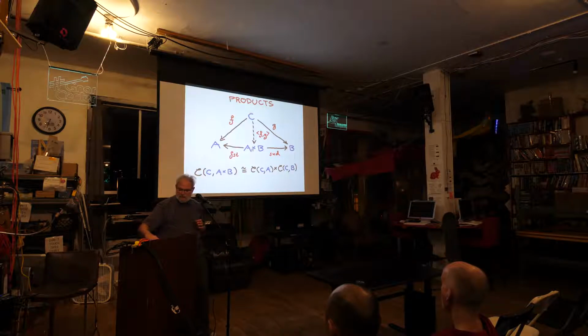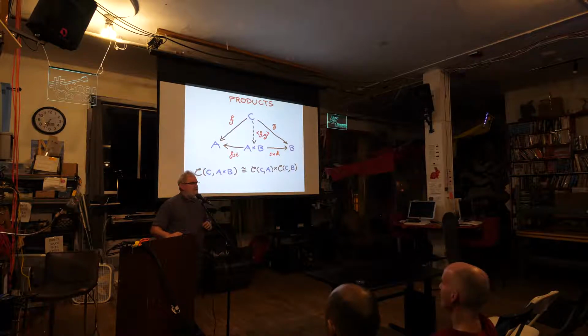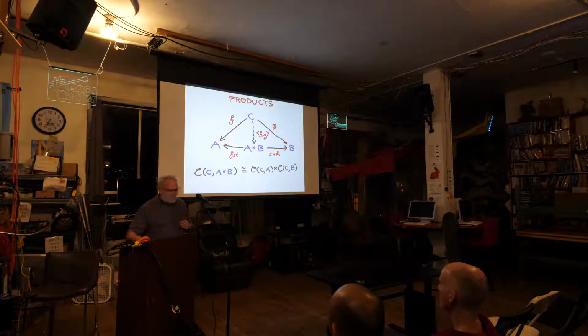How do you get an arrow from C to A times B? Well, it's a pair of things. One is an arrow from C to A, and one is an arrow from C to B. So we're just saying the arrows from C to A times B are in one-to-one correspondence with having an arrow from C to A and an arrow from C to B. So everything we've learned as the definition of product can just be summarized in that one line. Is that clear enough? We'll make use of that later.